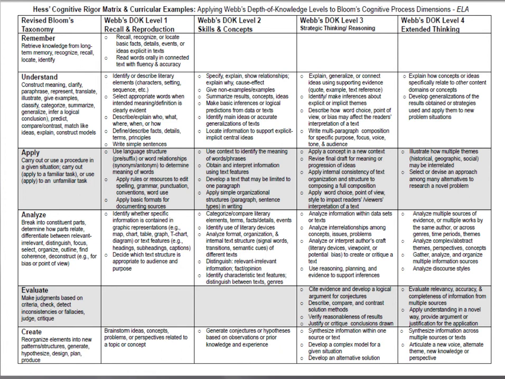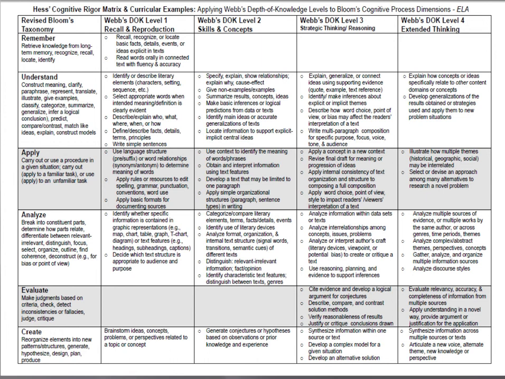At first glance, it is an overwhelming series of words and phrases. Don't let this intimidate you. This is a tool that can be used to design rigorous tasks for your students. Please take a moment to familiarize yourself with the cognitive rigor matrix.